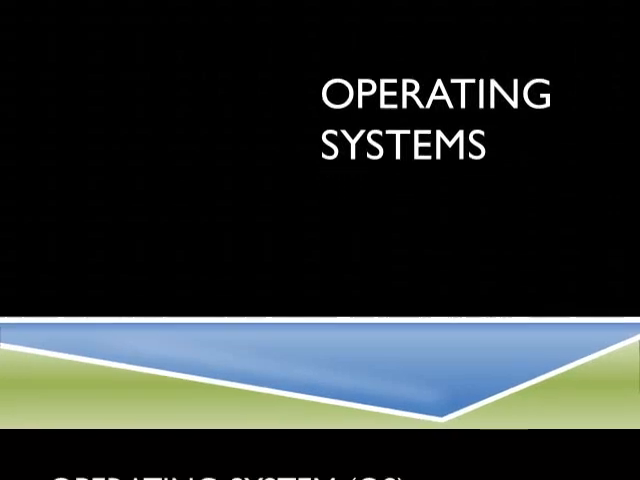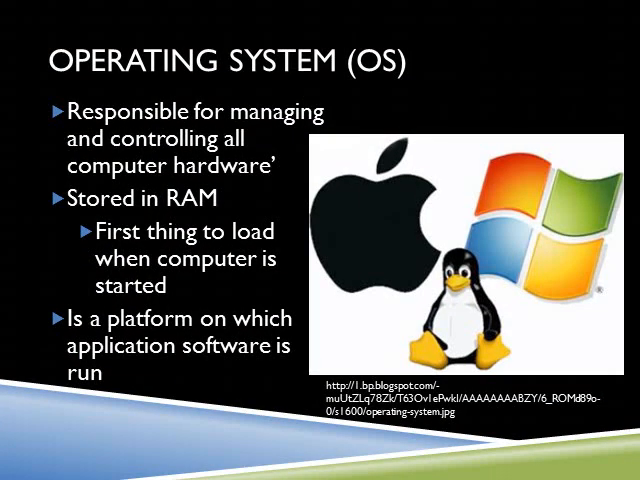Operating systems. Operating systems are responsible for managing and controlling all computer hardware. It is stored in the RAM area, and it is the first thing to load when the computer is started up. It is a platform on which application software is run.